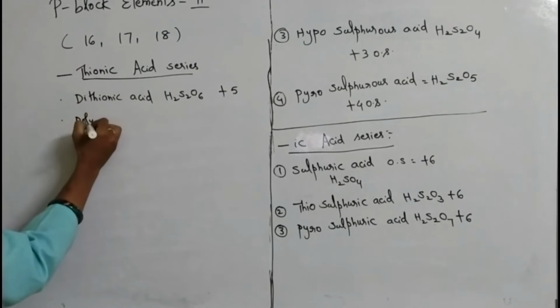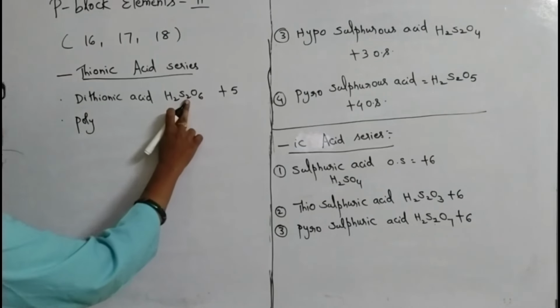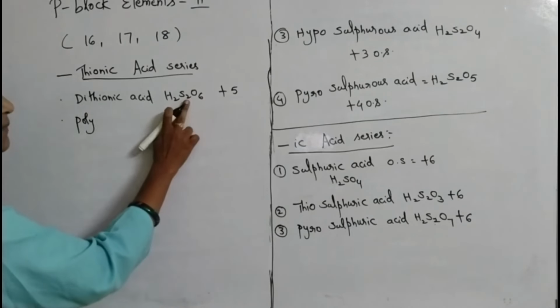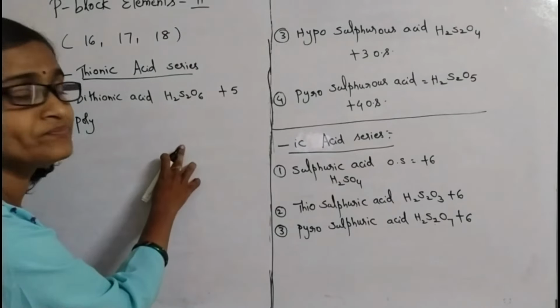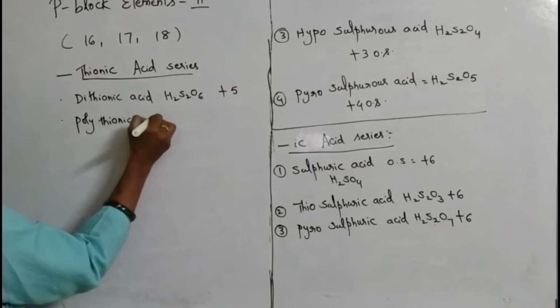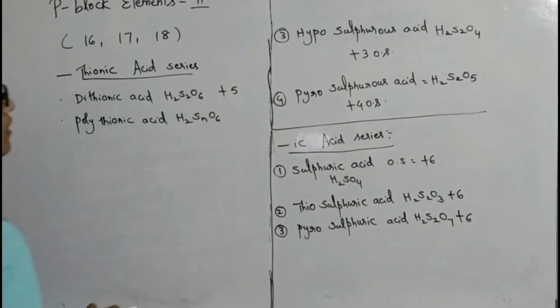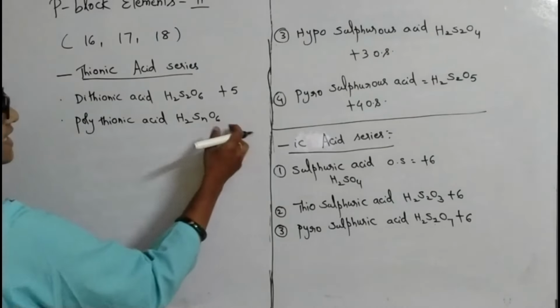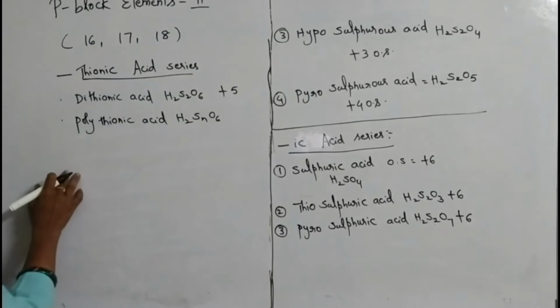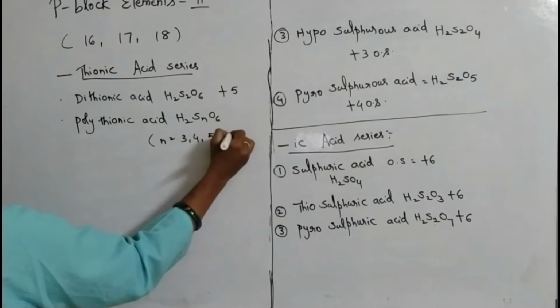Next, polythionic acid. In place of di, if you are keeping n, then you call it polythionic acid, H2SnO6. Here the n value can be anything like 3, 4, 5, 6 and so on. Remember that point.